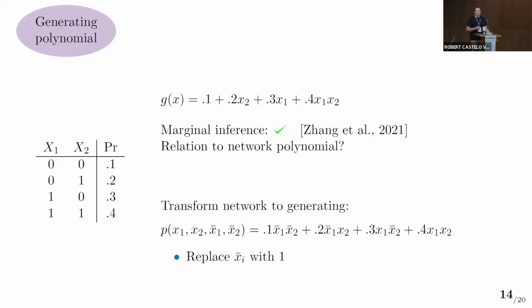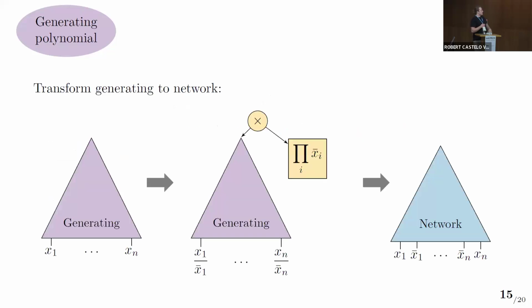Again, there's one direction that's easy. If you take the negative literals and just replace them with 1, you may have already noticed this, you get back to the generating function. And so now if we have a circuit computing a generating function, can we get back to the network polynomial semantics? Okay, and without going into details here, basically the same trick works.